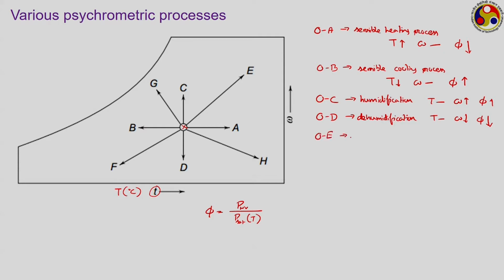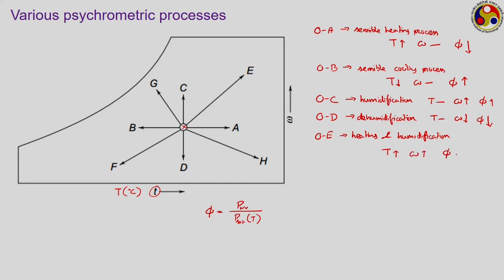Now, let us pick up O2E. What is happening during this process? Both temperature and omega are increasing. So, we should call this one a heating and humidification process. In the previous lecture, we have seen this particular process and also solved one numerical problem on this. So, during this process temperature increases, omega also increases.